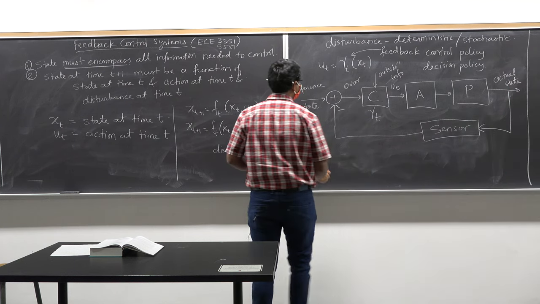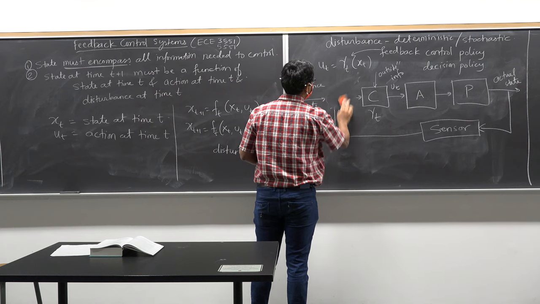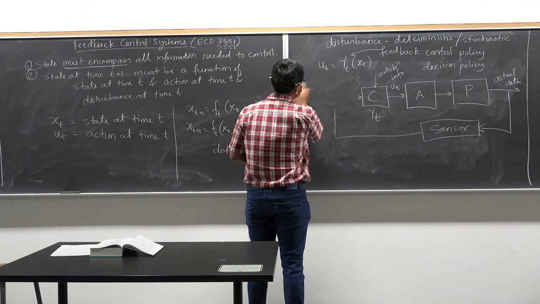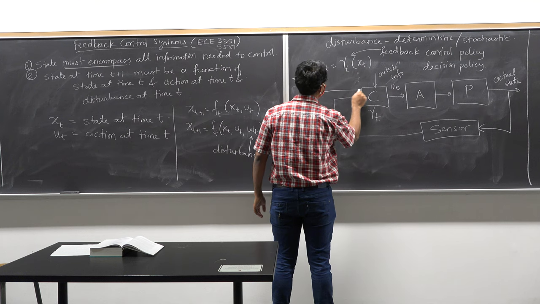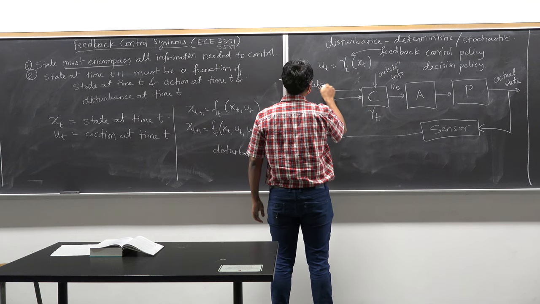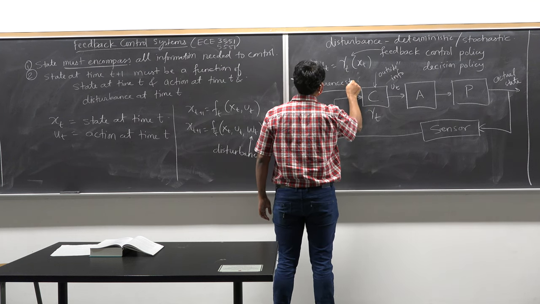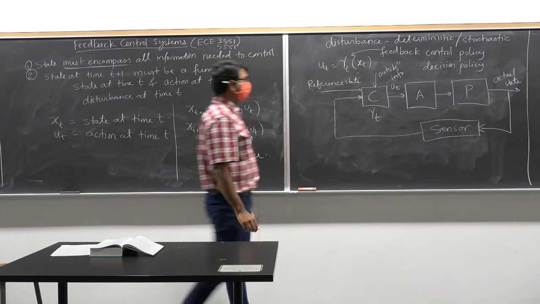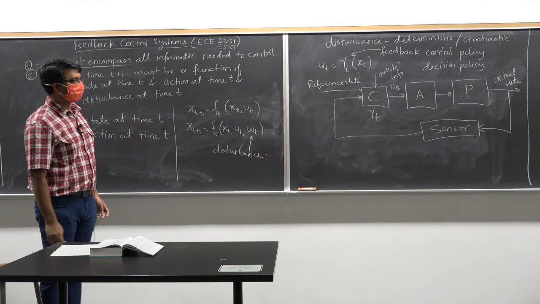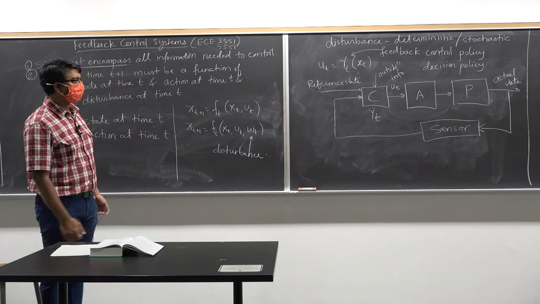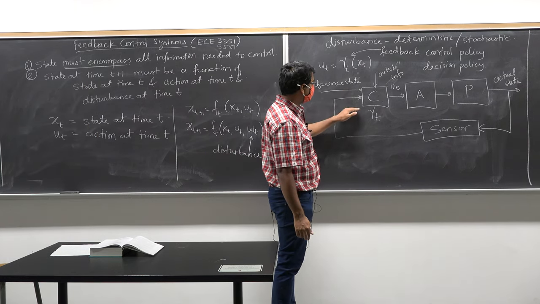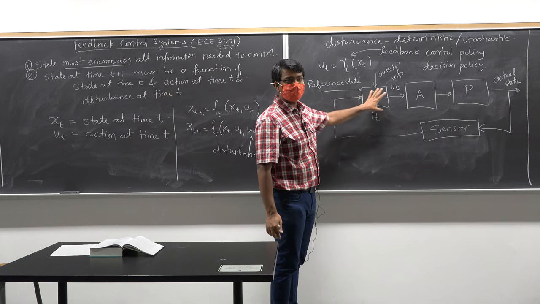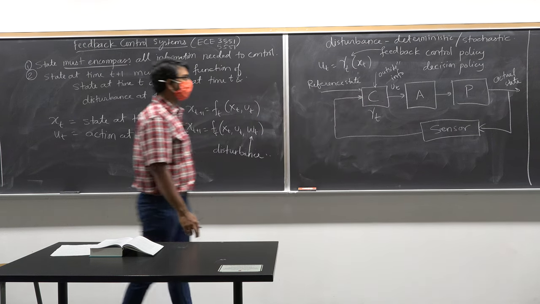I'm just going to change it a little bit. What I'm going to do is add the reference state as an input to the controller. So I'm not going to take the difference directly, but there has to be some intelligent way of looking at the reference state, what the current state is, and figuring out what action I need to take.